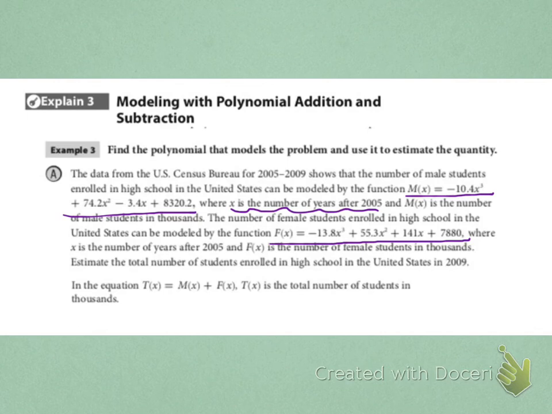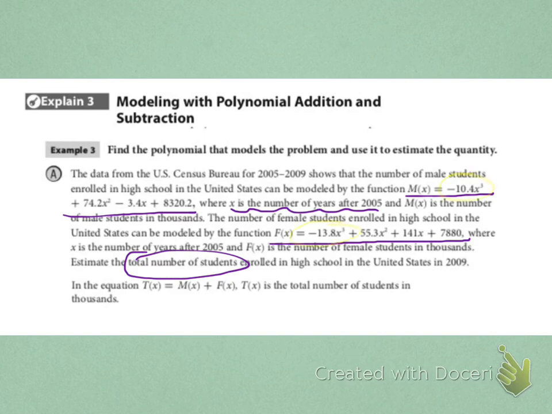It says estimate the total number of students enrolled in high school in the United States in 2009. And so basically that's just the total number of students would be the males and the females added together. So this is kind of a lot of build up just to say, let's add these two polynomials together. So I'll go ahead and do that. So when I'm adding, it looks like they did write them in standard form, which is great. So I can just go right down the line and add them in order.